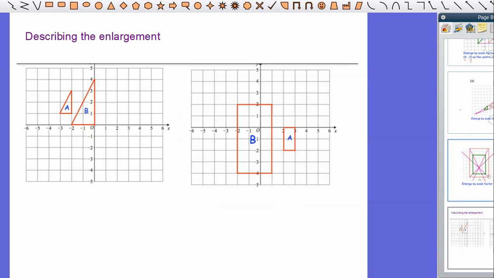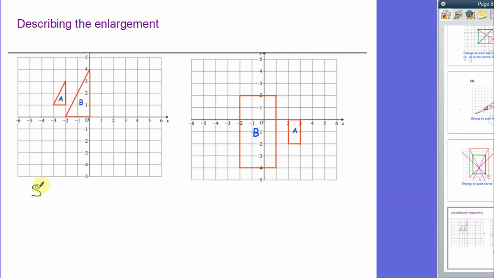So if they ever ask you to describe an enlargement, what we need is a scale factor. Okay, so I'm going to write scale factor. I'm just going to write SF on this one. And we need a center of enlargement. And that is always written as a coordinate.